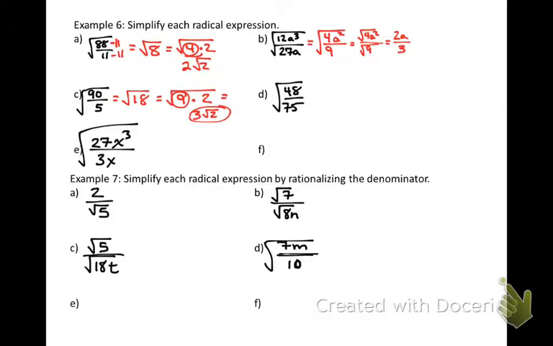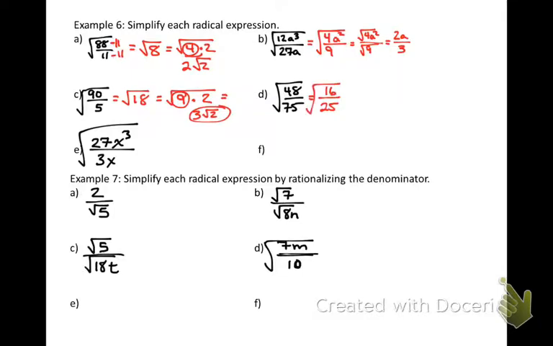Ooh, this one's going to be a little bit more difficult. The numbers that could go into 75 would be like 5, 25, and I know 3 can go into 75. So 3 could go into 75. Let's see if 3 could go into 48. Yes, it can. 3 can go into 75 25 times, and 3 goes into 48 16 times.